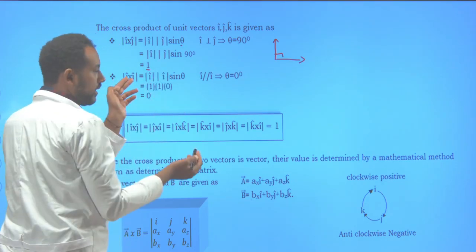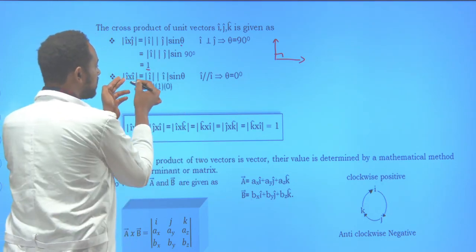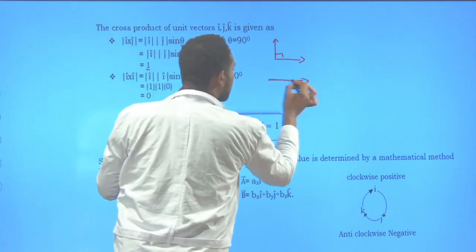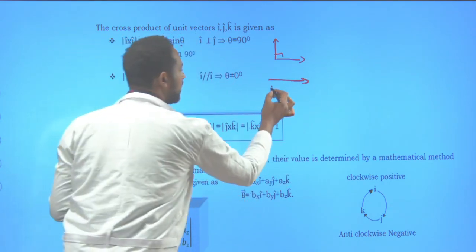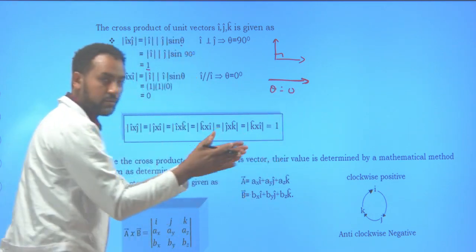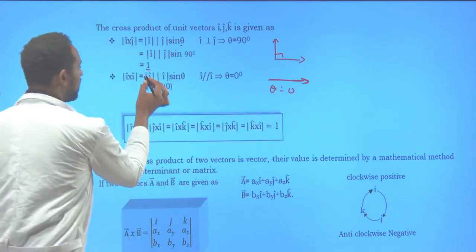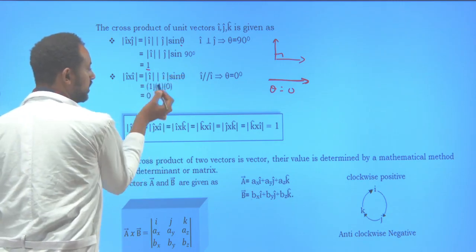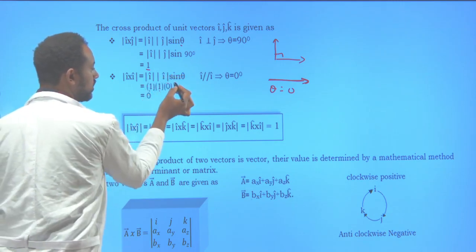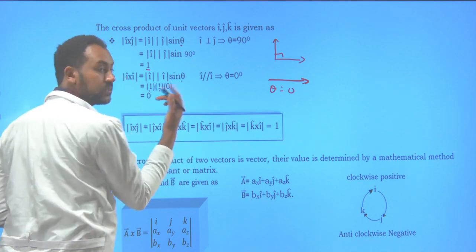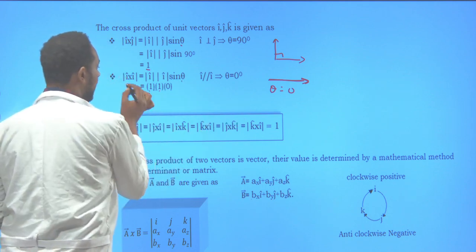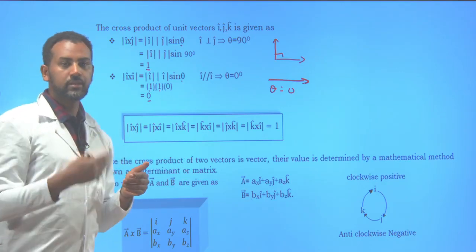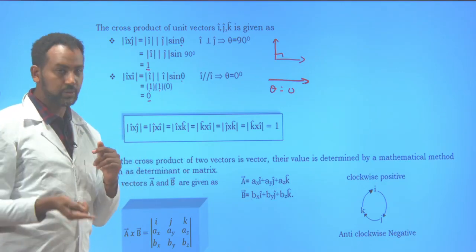i cross i. Okay, if you try to cross those two vectors, we know that i is acting along the x-axis and another i is acting along the x-axis. The angle between them is 0 degrees since they are overlapping one another. Therefore, the magnitude of i, the magnitude of i, sine theta. We know that the magnitude of i is 1, but sine 0 gives us 0. Therefore, i cross i gives you 0. j cross j gives you 0. k cross k gives you 0.